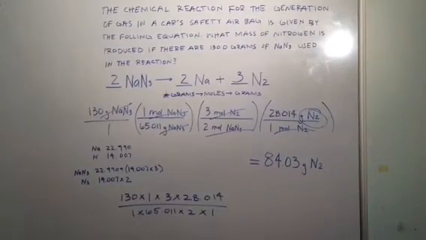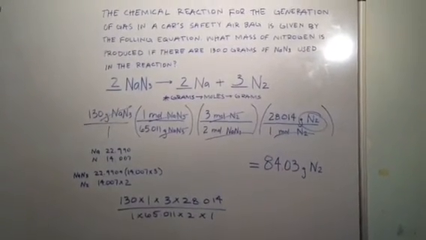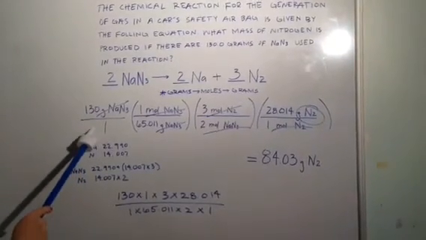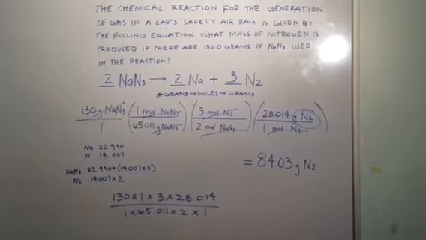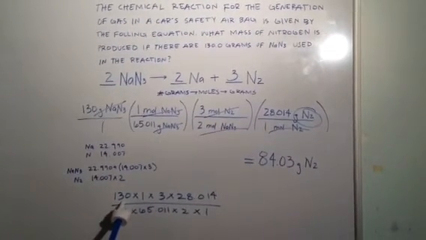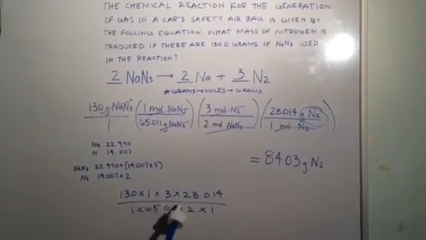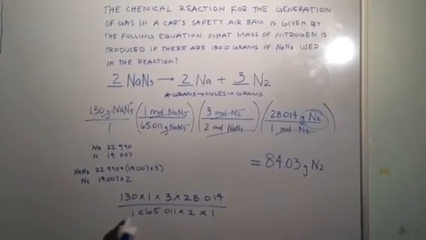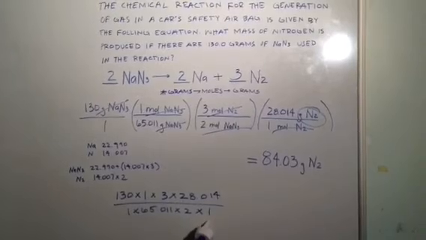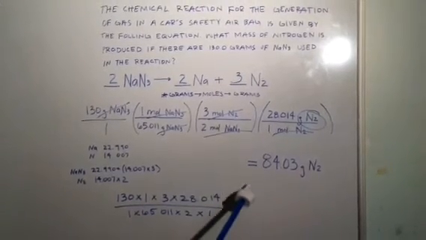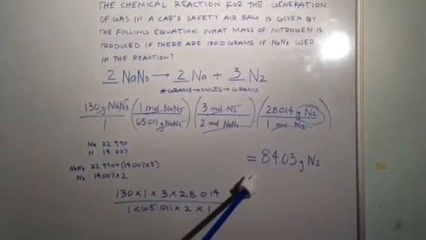The last step is to calculate your equation. So whatever you start with will always be over 1, and then you just multiply across. So the work is shown here. You'll multiply 130 times 1 times 3 times 28.014 all over 1 times 65.011 times 2 times 1. And when calculated, you'll get 84.03 grams of N2.